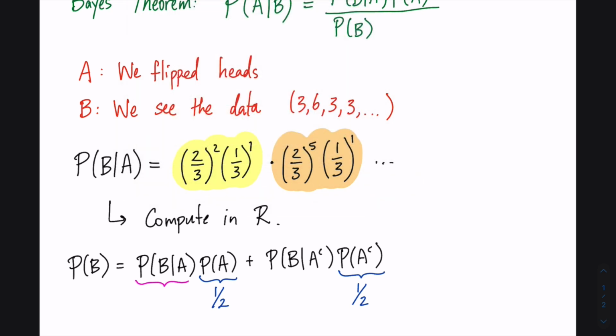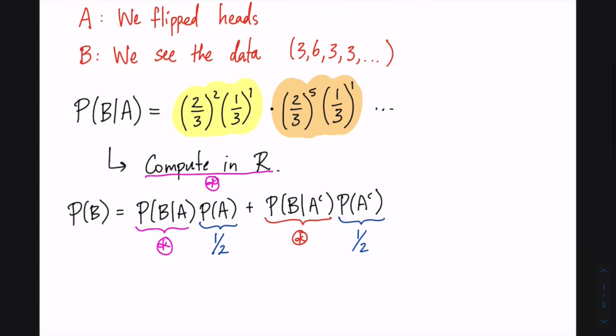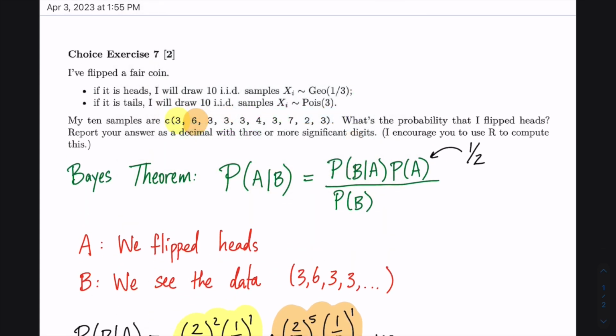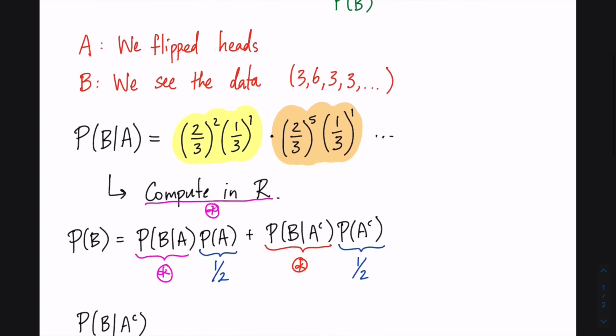This here, we just said that we're going to compute in R. So that's star. And this here, we're going to also compute in R, but it's going to be a red star. And what's this? What's the probability of B given A complement? Well, it's what's the probability of drawing all of these numbers from a Poisson 3 distribution. So that lambda is equal to 3.